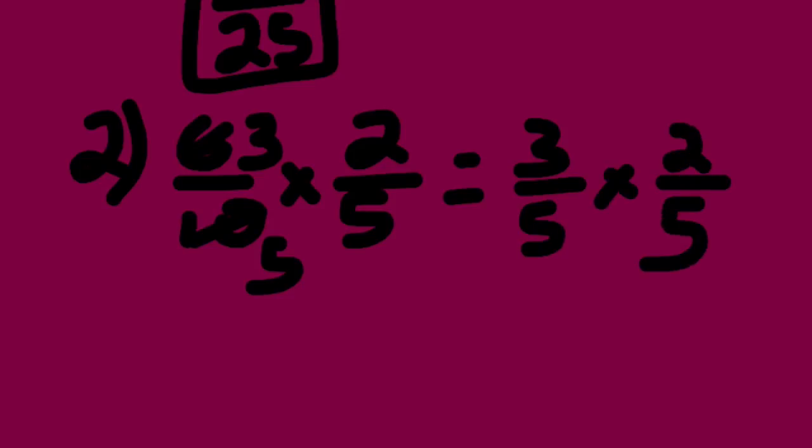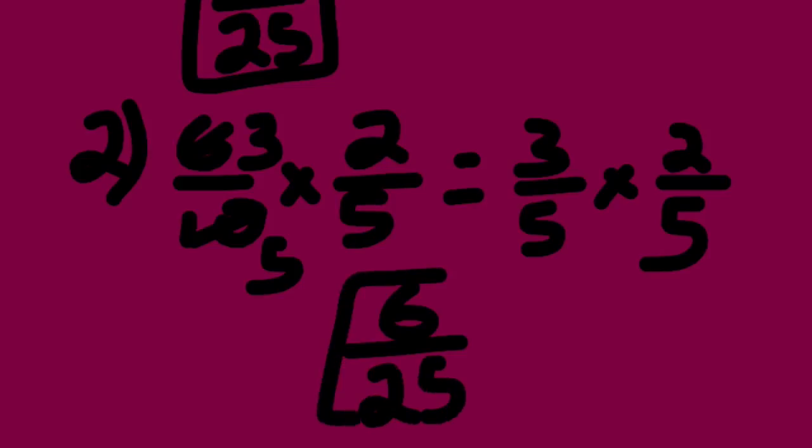So now you just multiply numerator and numerator together, and denominator and denominator together. So you get 3 times 2, because they're both in the numerator, and you get 6. And then 5 times 5, since both numbers are in the denominator, and you get 25. So you get the same answer either way.